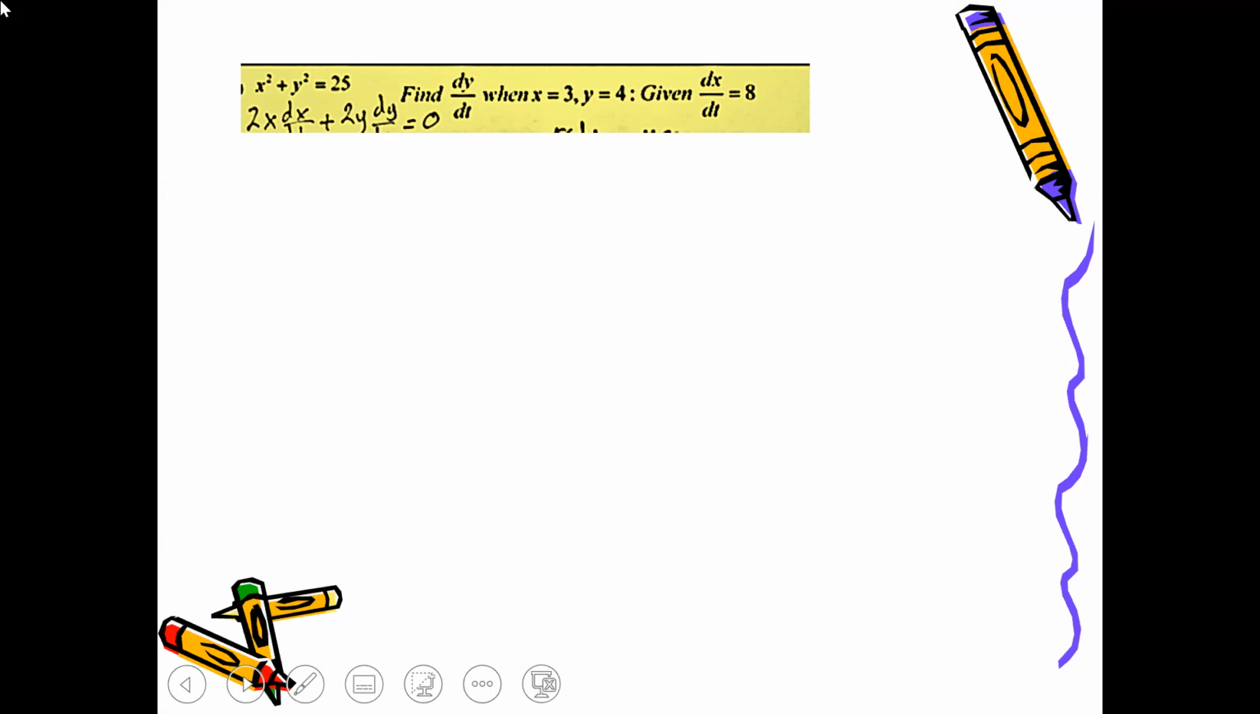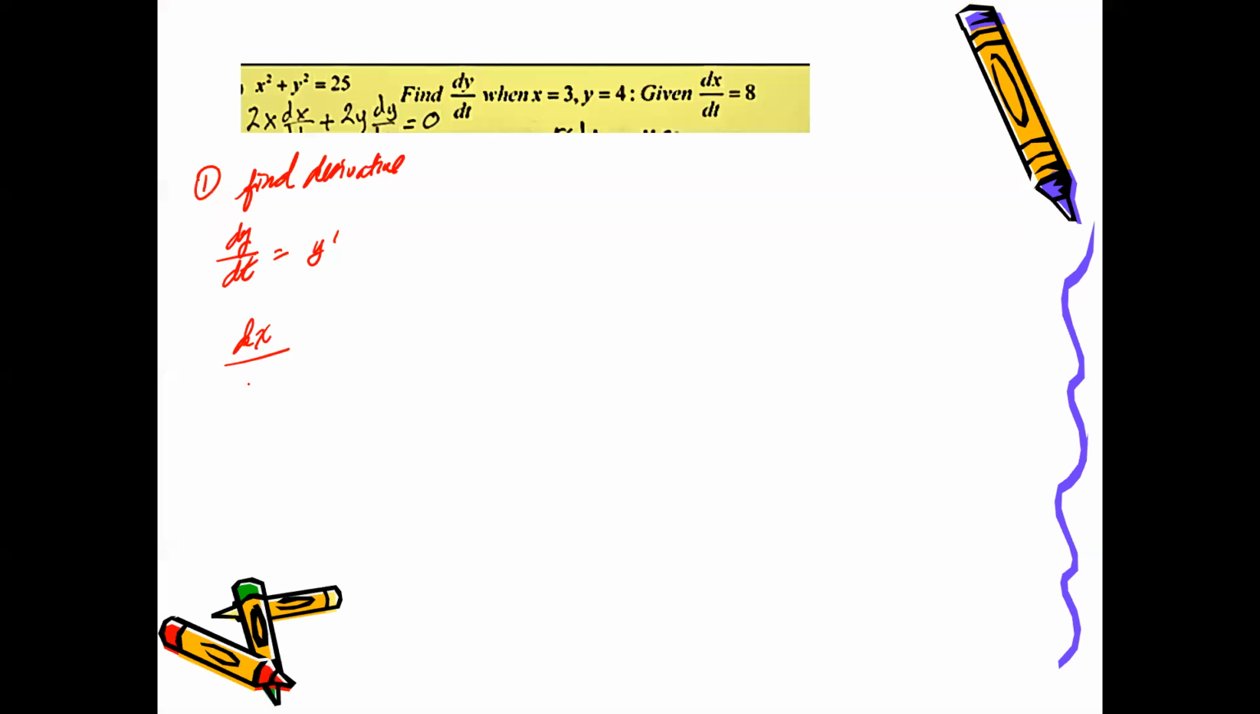It says find dy over dt when x equals 3 and y equals 4, given that dx over dt equals 8. So this is just a different variation of what we did before with implicit differentiation. Every time you find the derivative of y, it's always dy over dx. Now they introduce dx over dt and dy over dt. It's very similar. If you find the derivative of y, you just put y prime, okay? And anytime you find the derivative of x, you just put dx over dt.